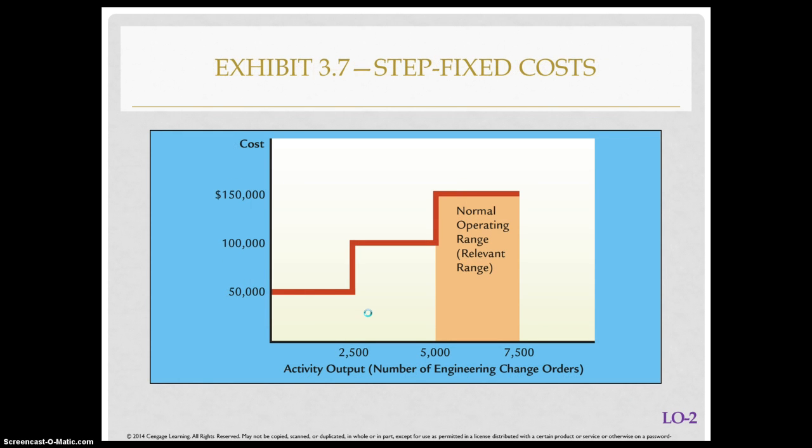For fixed costs, it's the same principle, it's just bigger numbers generally. So activity output in this graph is the number of engineering change orders. We see up to 2,500 ECOs, we're going to have $50,000 of cost. And then from there, we're going to jump up to $100,000 of cost. And we'll see that keep stepping as we go.